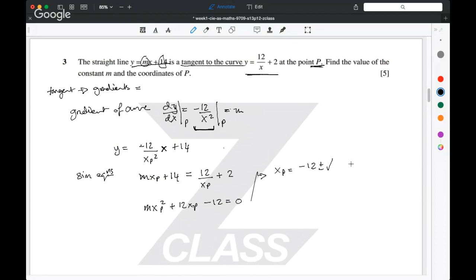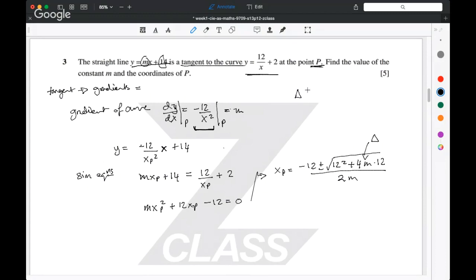The formula, it's on the formula booklet, but it should be carved in your heart. 12 squared plus 4m times 12 all over 2m. And now we know that this thing inside is called the discriminant, given by the letter delta. The thing inside the square root must be 0 because these things are tangent.